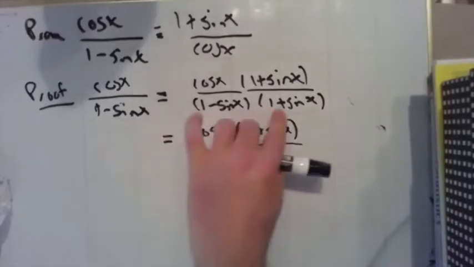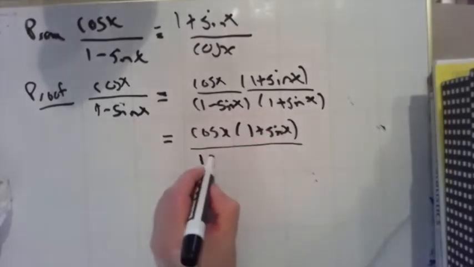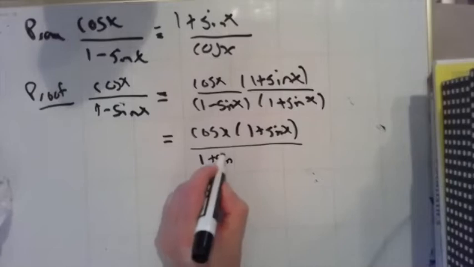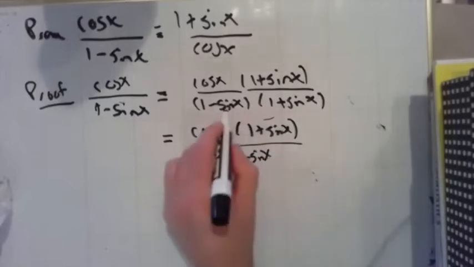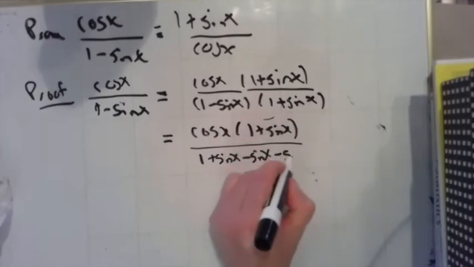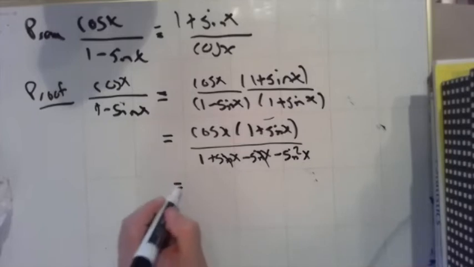So 1 times 1 would be 1. Outer would be plus sine of x. Inner would be minus sine of x. Hey, those will cancel. And for the last, we get minus sine squared of x. These two cancel out.